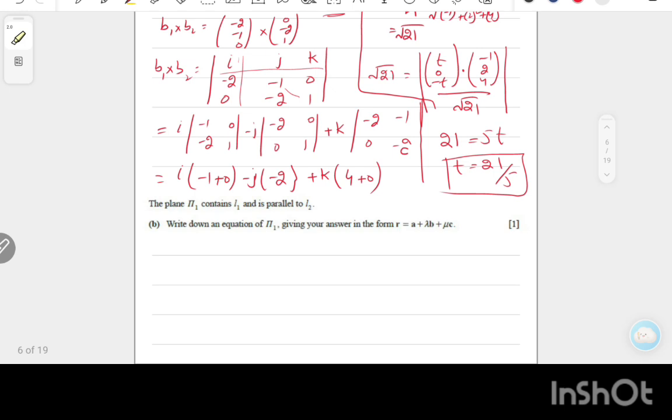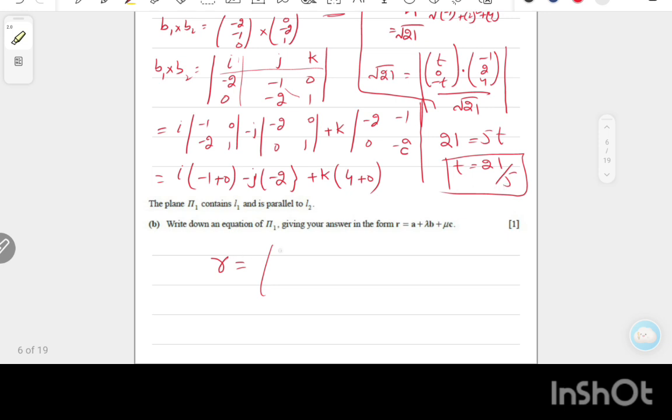Okay dear friends, the second part is: plane 1 contains L1 and is parallel to L2. Very simple, plane 1 has a line L1 and is parallel to L2. Write down the equation of plane 1, given in the form r equals a plus... It's very simple. So we have to write r equal to a. What is the a value? We know that the t value is 21 by 5.